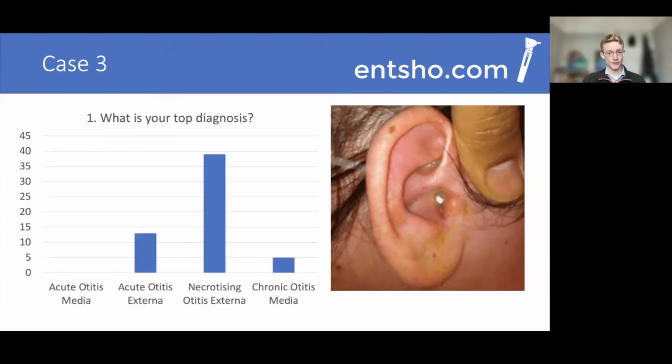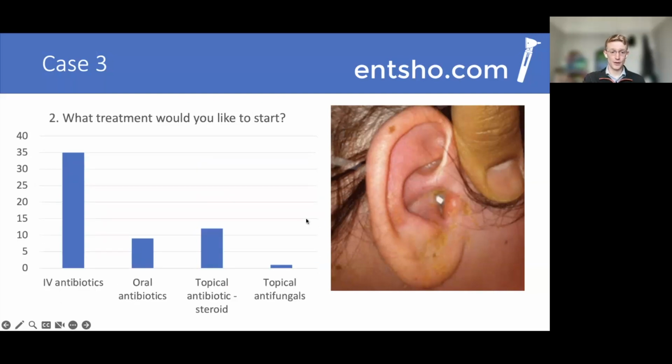Okay, so we can see quite a few people are worried about necrotizing otitis externa, which is absolutely right. This is an older patient with multiple comorbidities, including type 2 diabetes, and they've got quite a prolonged history of ear pain, so 2 weeks, and it's severe, waking them up at night. So these are all things that should get you worrying about necrotizing otitis externa. And what treatment would you like to start?